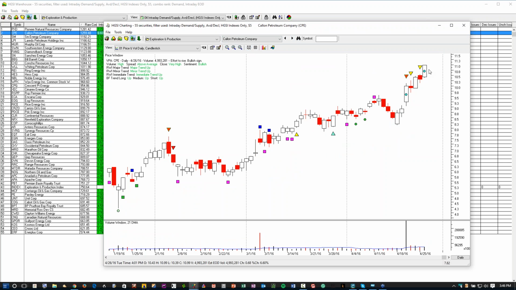Here's the one that's second in demand. Now we're getting some conflicting signals here on VPA. This is an effort to rise. This is telling you that it may be an upthrust, especially with this huge volume bar. A lot of times the big money sells into extremely heavy volume, takes their profits. You can see that it happened one day here. It looked like it maybe was going to turn around, but it kept on going.